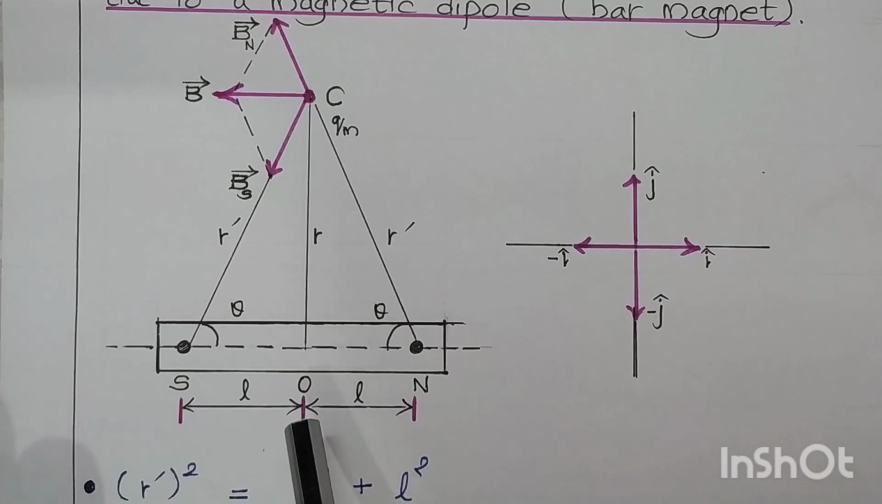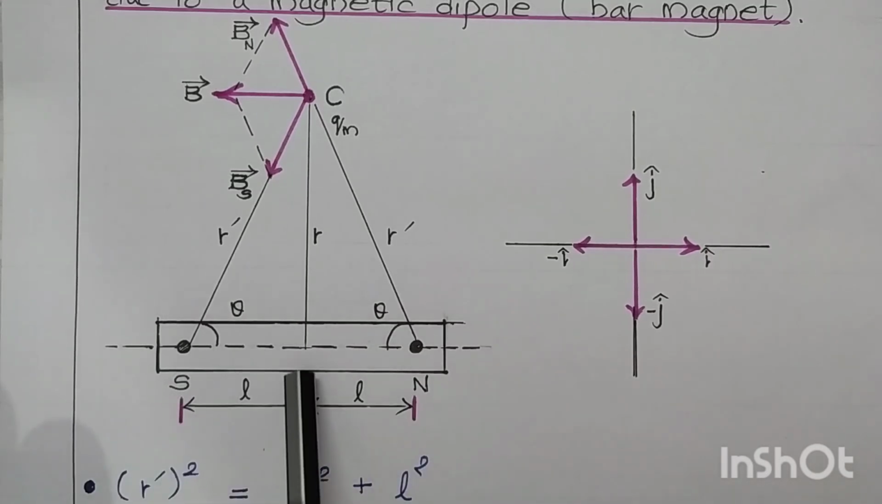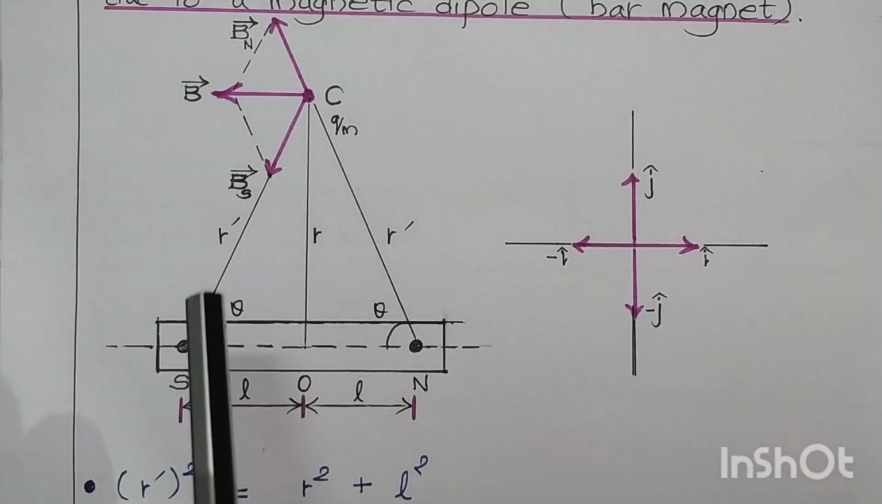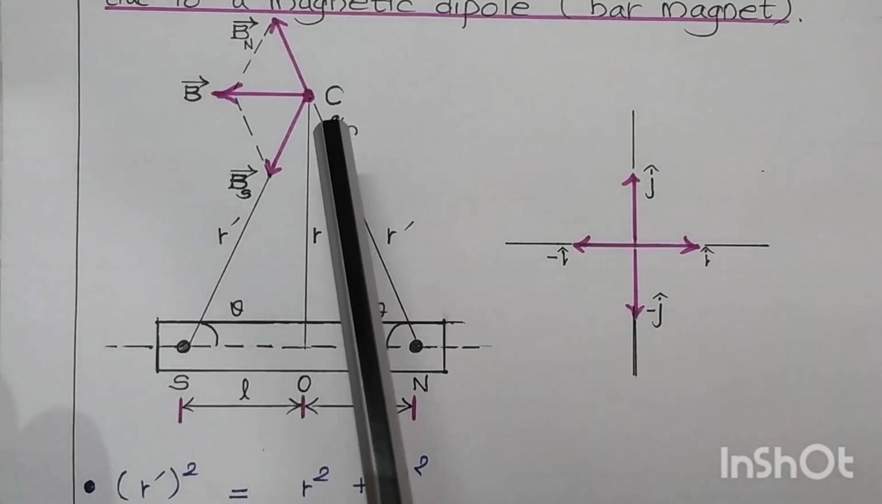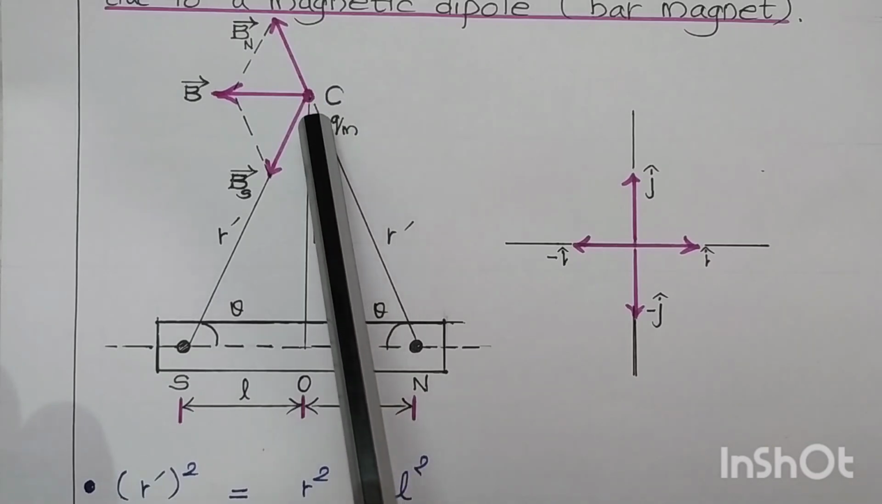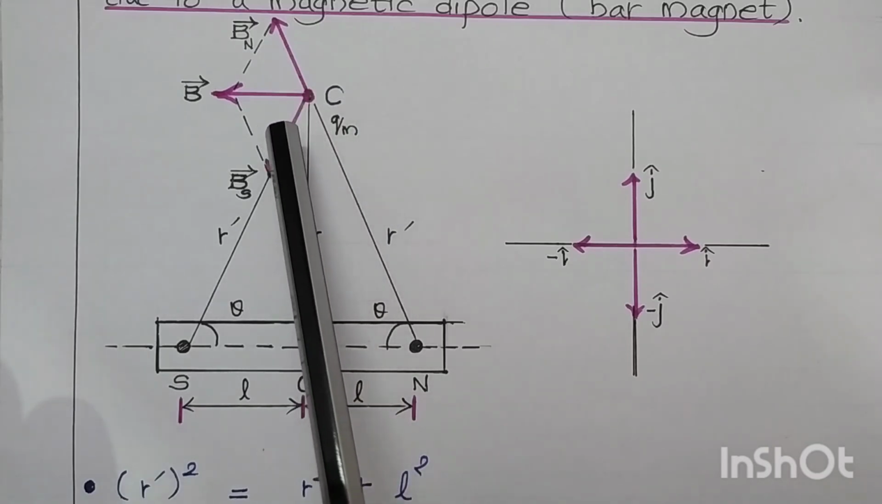Now, if we consider a line along this O, I mean the center, which is perpendicular to this bar magnet, this line is called the equatorial line. On this line, we are going to consider a point which is named C. At this point only, we are going to find the magnetic field.